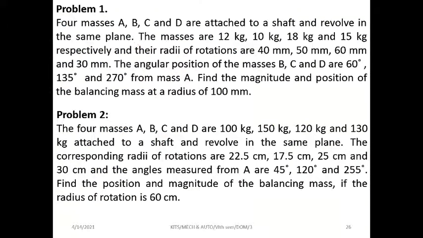Here you have 4 masses. Okay, 4 masses A, B, C and D are attached to a shaft and revolve in the same plane. The masses are 12 kg, 10 kg, 18 kg and 15 kg respectively, and their radii are 40 mm, 50 mm, 60 mm and 30 mm. The angular positions of the masses B, C and D with respect to mass A are 60 degrees, 135, 270. Okay, find the magnitude and position of the balancing mass at a radius of 100 mm.